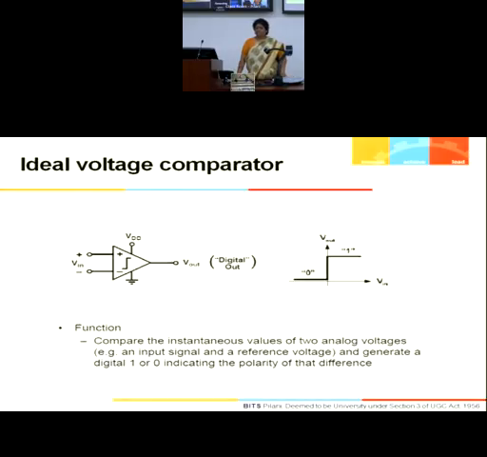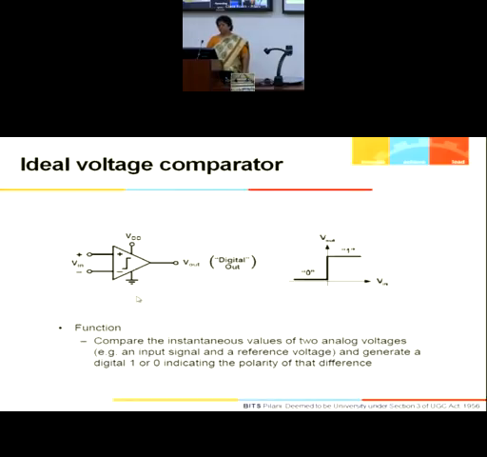But when you design it as a comparator for the comparing function, the design becomes a little bit different, because now it's no longer an amplifier. I have to take care of its comparing abilities. So, very simple: the ideal voltage comparator. We start with the concept of the ideal voltage comparator.